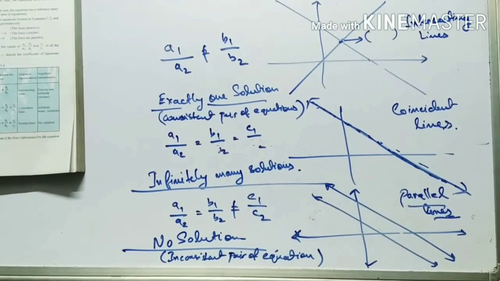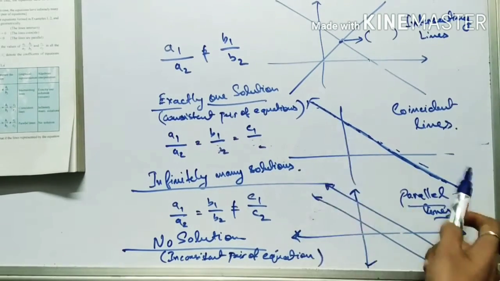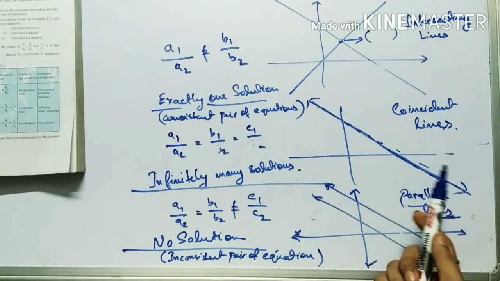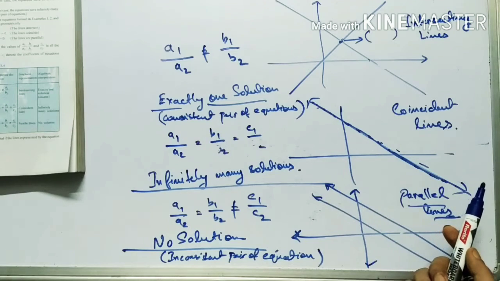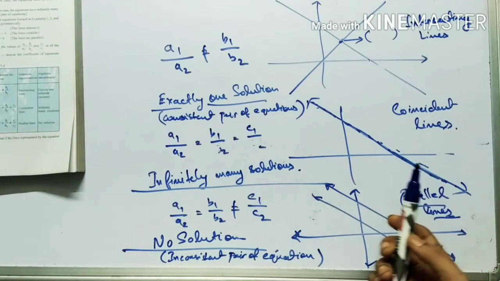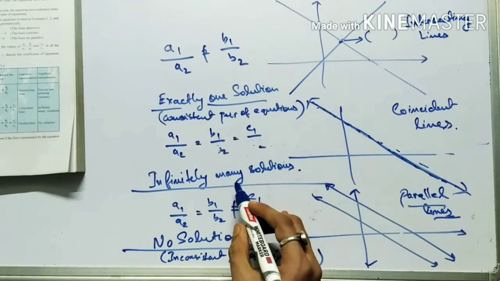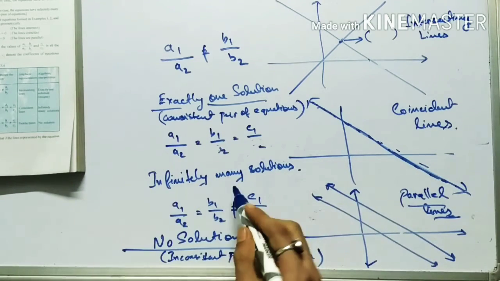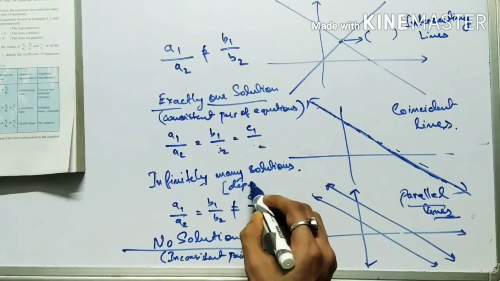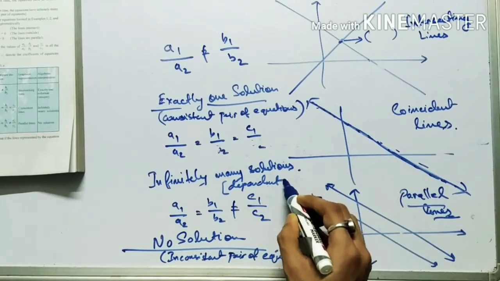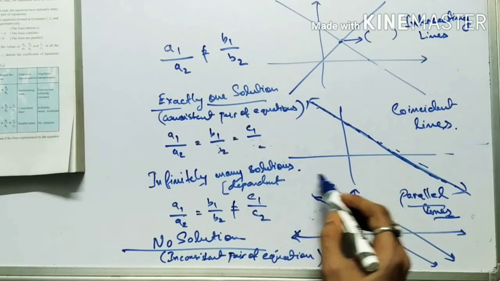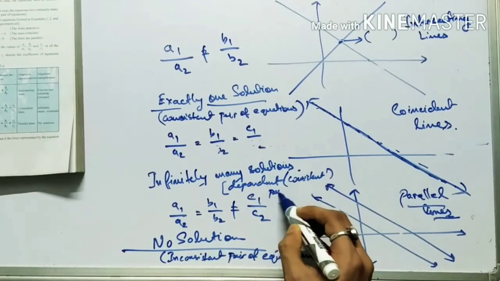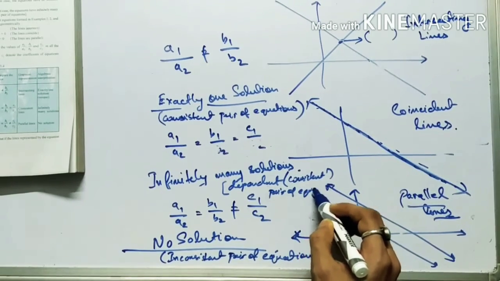Understand? And next, if the lines coincide, how many solutions does the pair of linear equations in two variables have? Infinitely many solutions. Understand? And they are called a dependent pair of equations, which is also a consistent pair of equations.